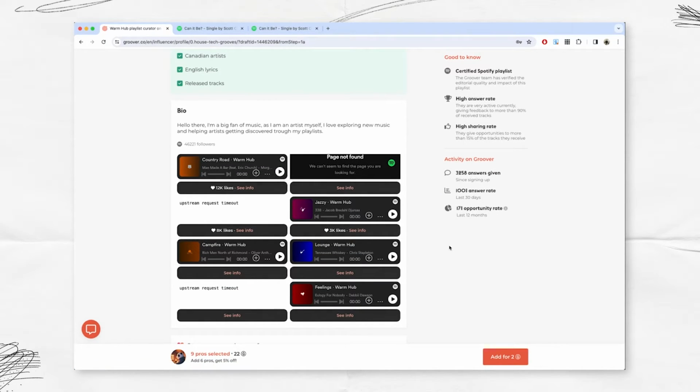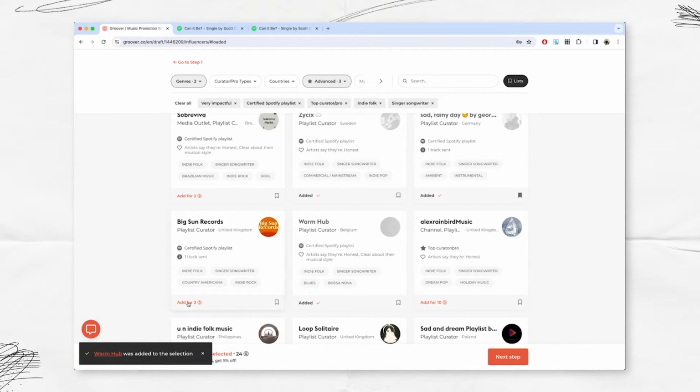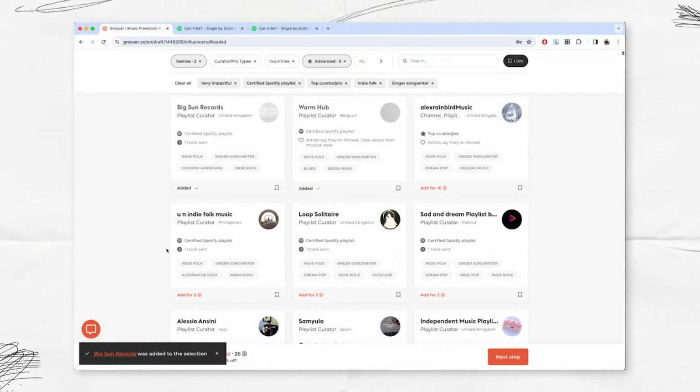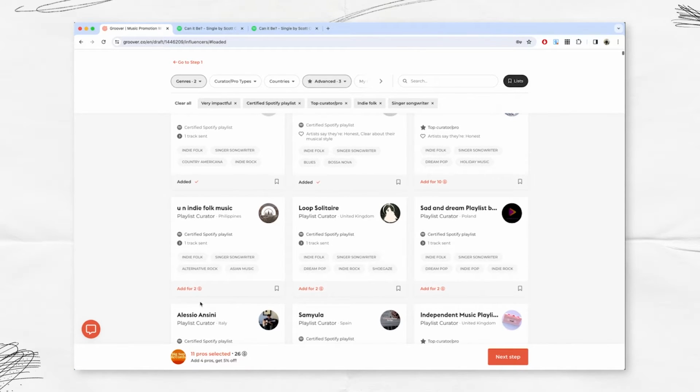Warm Hub. So it'd be nice if I could see the playlist. Okay, this is 12,000, Country Road, Campfire. Okay, all right. I mean, it's only 2 credits. That's a really good deal. I've sent to these before without success, but I'm going to send to them. This is a really good playlist, by the way. 10 credits is a lot, but they're amazing.